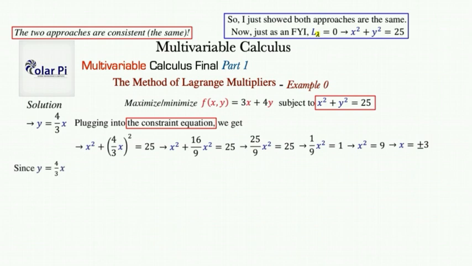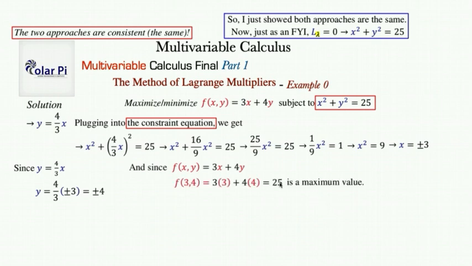Since we already said y is equal to 4/3 x, taking these two x values, we plug in right there, and what we're going to get is that y is equal to 4/3 x. When you simplify, you get plus or minus 4 for y. We already had plus or minus 3 for x. Technically there are 4 combinations you can make out of that, but it's pretty obvious that plus 3 and plus 4 for x and y respectively are going to maximize the function, and the maximal value is 25, and minus 3 and minus 4 respectively for x and y are going to minimize the function.